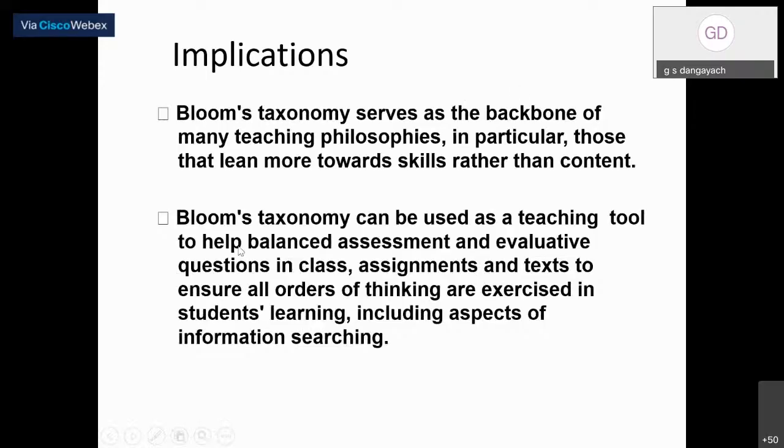Now, implications. Bloom's taxonomy serves as the backbone of many teaching philosophies, in particular those that lean more towards skills rather than content. Bloom's taxonomy can be used as a teaching tool to help balance assessment and evaluative questions in class, assignments, and texts to ensure all orders of thinking are exercised in students' learning, including aspects of information searching.